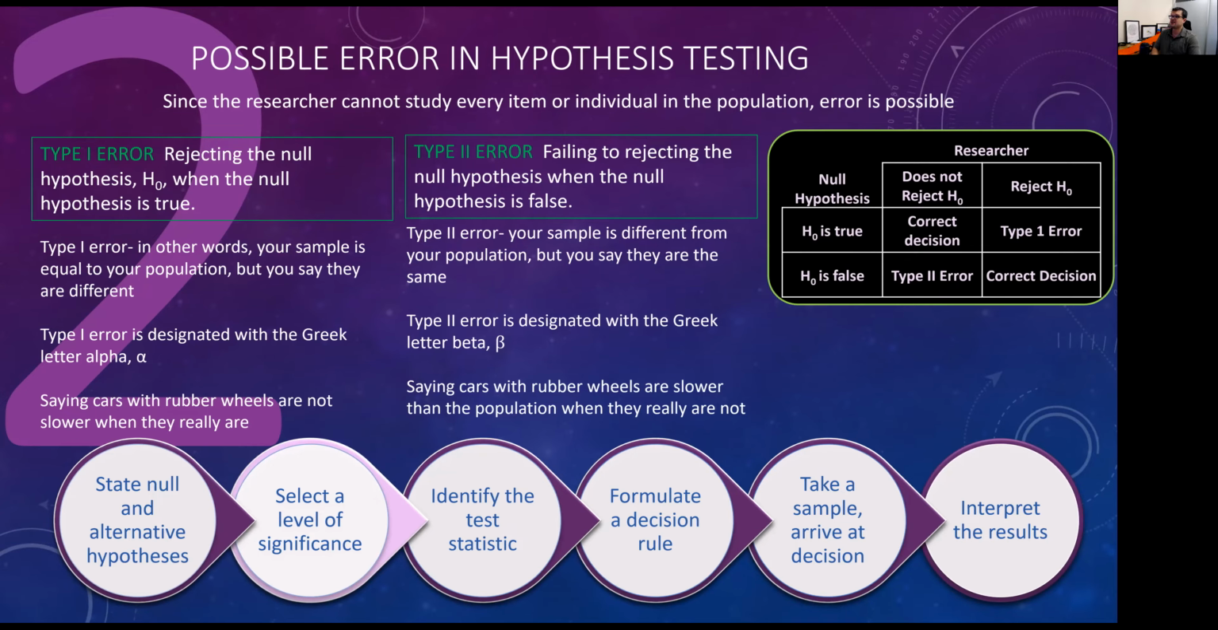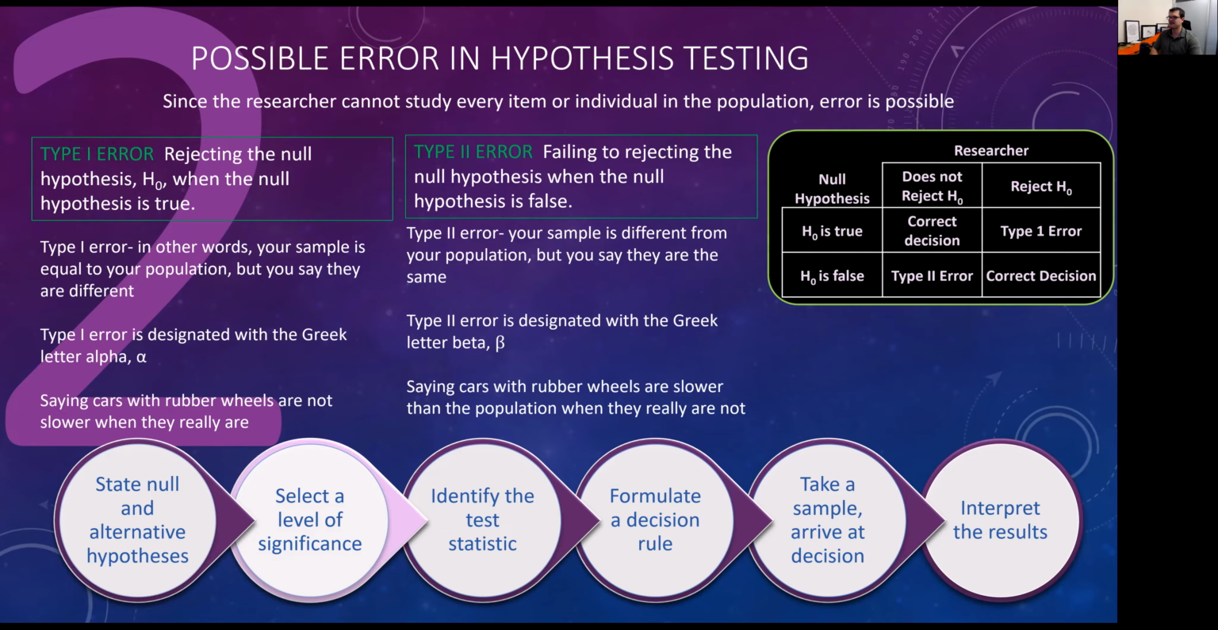If the null hypothesis is true and you do not reject the null hypothesis, you made the right decision. If the null hypothesis is false, but you do not reject it, then you made type 2 error. If the null hypothesis is true and you reject the null hypothesis, you made type 1 error. And if the null hypothesis is false and you reject it, then you made the right decision. And so that's just type 1, type 2 error.